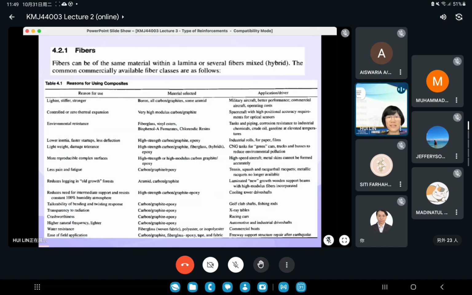Okay, so this is the table. To summarize, different types of fillers with their properties, and relating them with the applications. Dr. Aslin will further share with you the applications of polymer composites. She will share with you in this part.